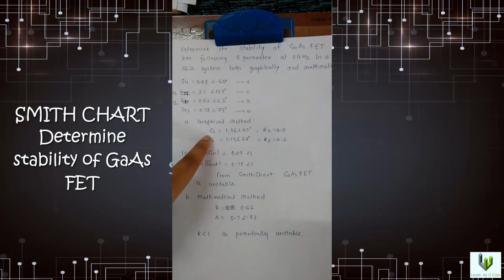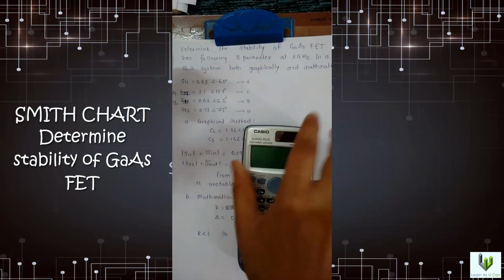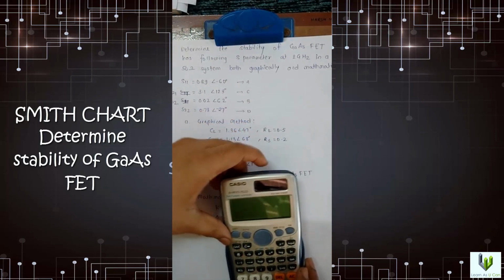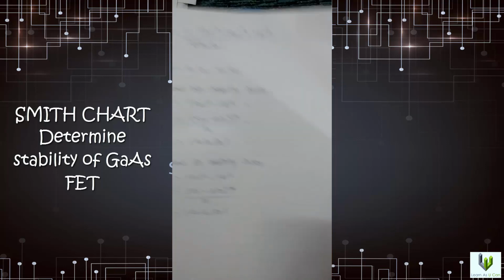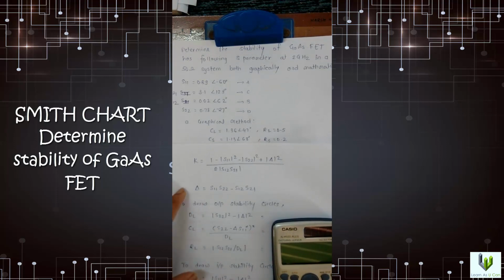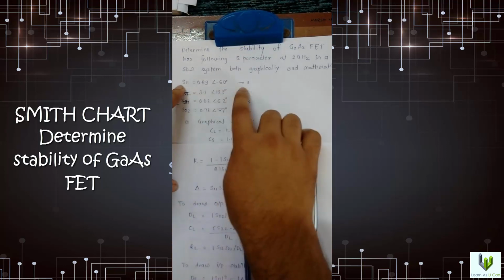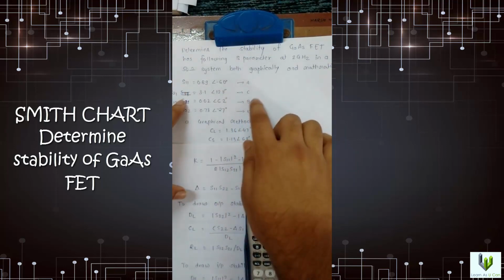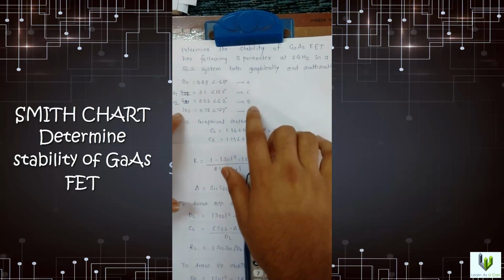For that, I have to calculate this CL, RL, CS, RS. So I'm using these tricks for the Smith chart and calculation. I have these formulas for the CL. S11 I'm storing as A, S21 as C, S12 as B and S22 as D.